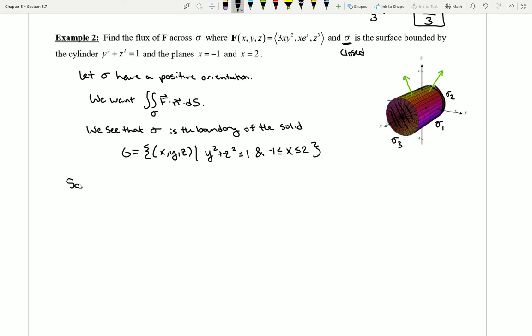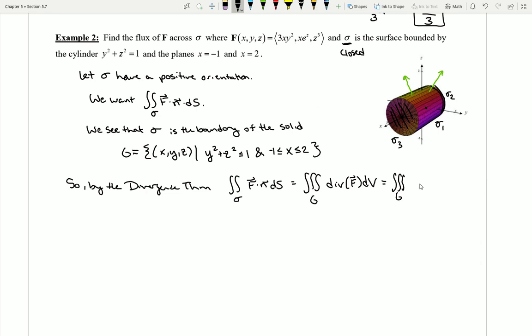So this is my solid G. And so, by the divergence theorem, we can say that my double integral of F dot n dS over sigma is equal to a triple integral over G of the divergence of F dV. Now in the previous example, we had this divergence come out to be 1, and that just meant we had to find the volume of the solid. We can see if that comes out the same here, but I would very likely doubt it based on the complexity of our vector field. So let's see what we come up with here.